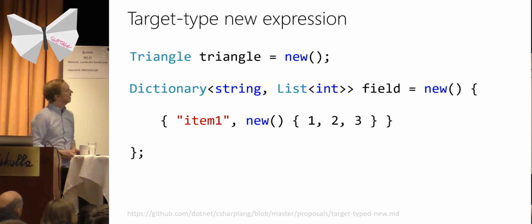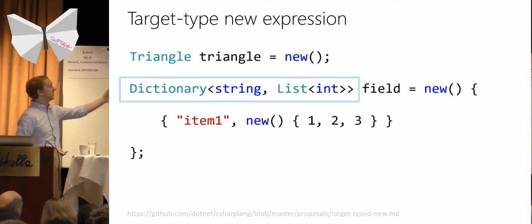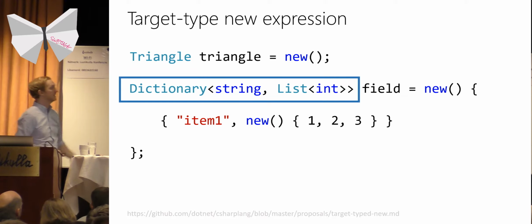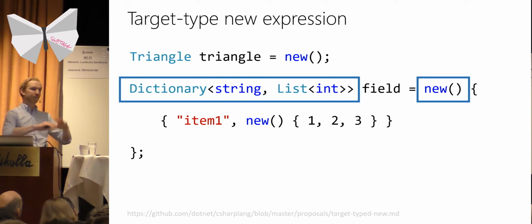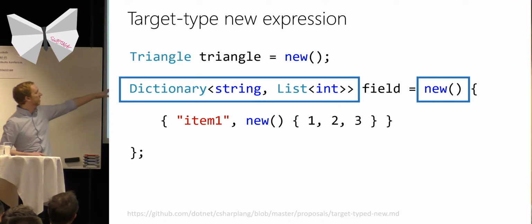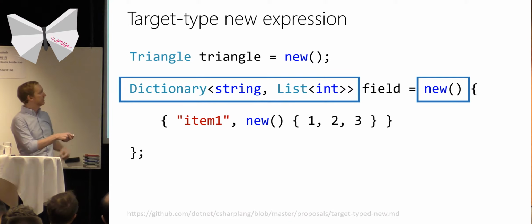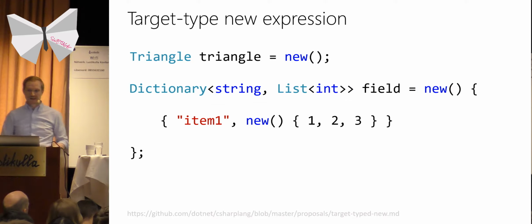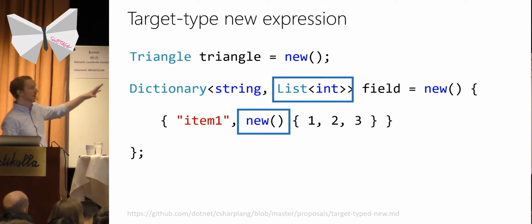I think it's great. So an example of this is this dictionary here, where we have a dictionary of string of list of int, and I can simply say new here, and it'll figure out which type it is. So that's kind of magic, and as well as the inner ones here, it'll just figure out which types these will be. So I think it's good. It's a nice addition, right? So it'll just figure out which types to create here.